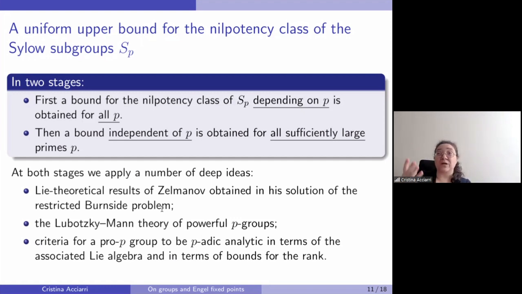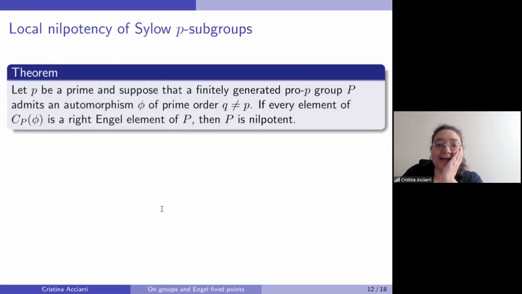Remember that we are going to work essentially with the Sylow pro-p subgroup of our group G, which is profinite, and we will need criteria saying that a pro-p group is p-adic analytic. But we need two criteria in this sense. One is linked to the associated Lie algebra, and another related to the bounds for the rank of the pro-p groups. So I will say later more about this. Okay, let's start with the first stage, the first step.